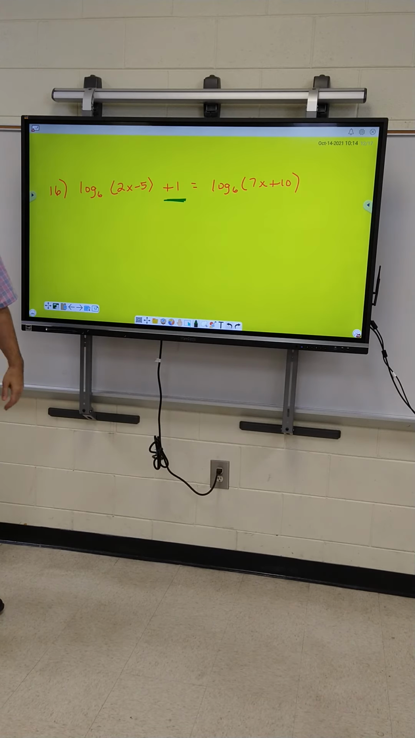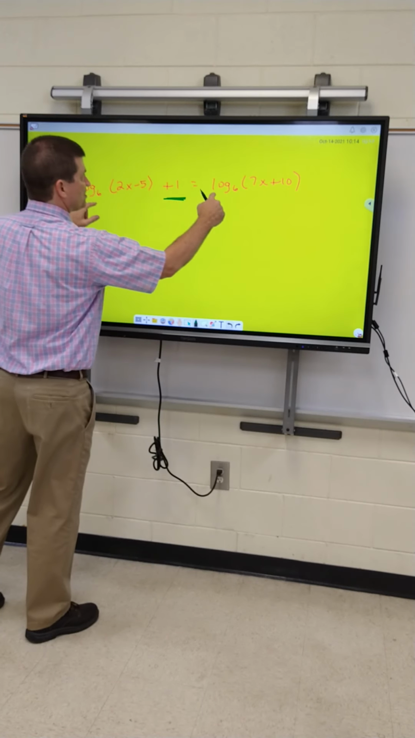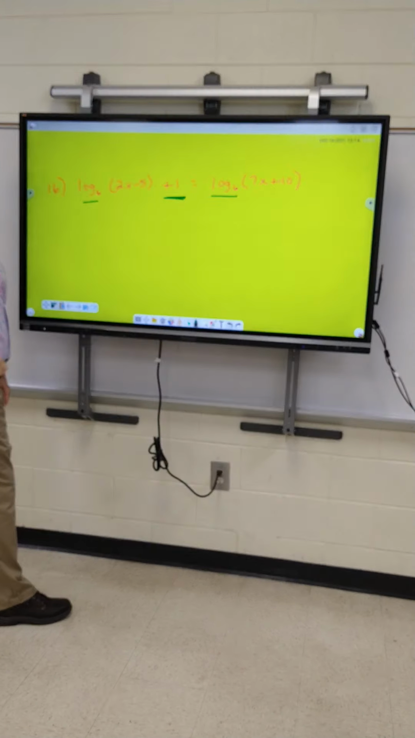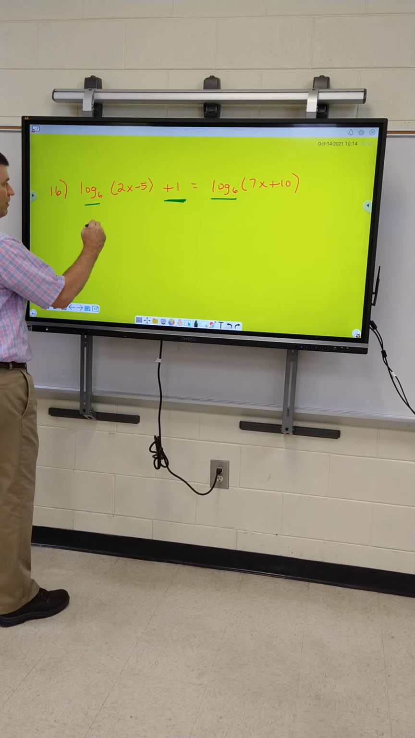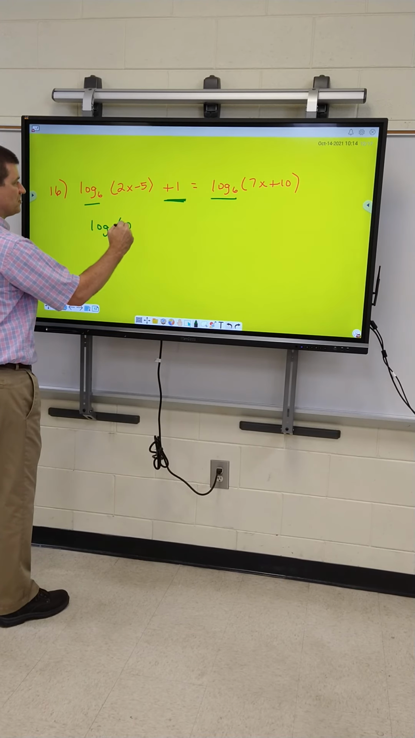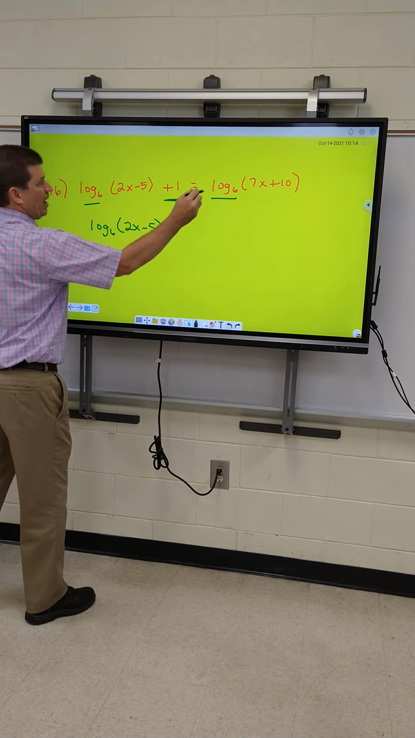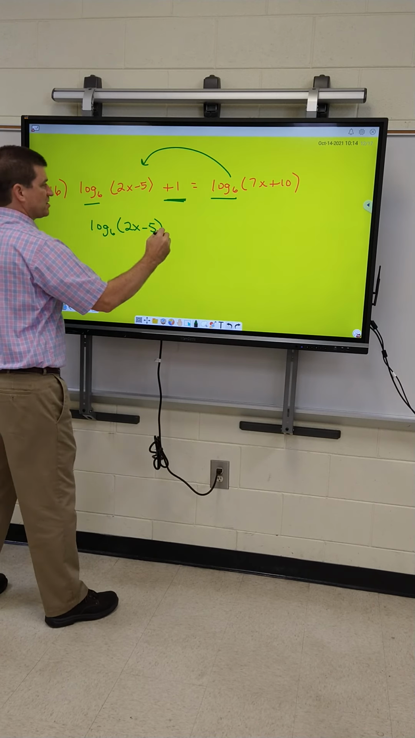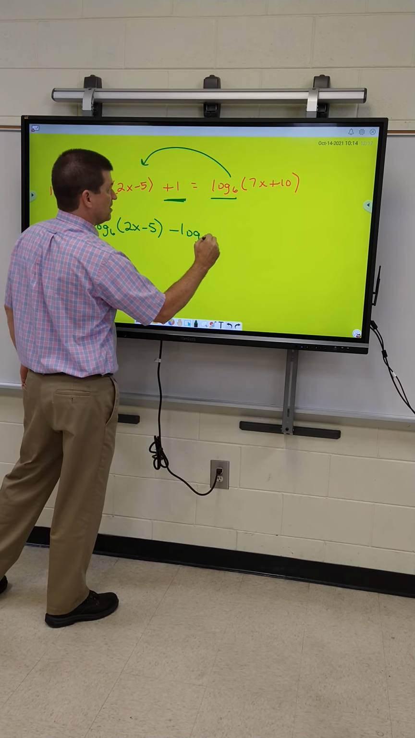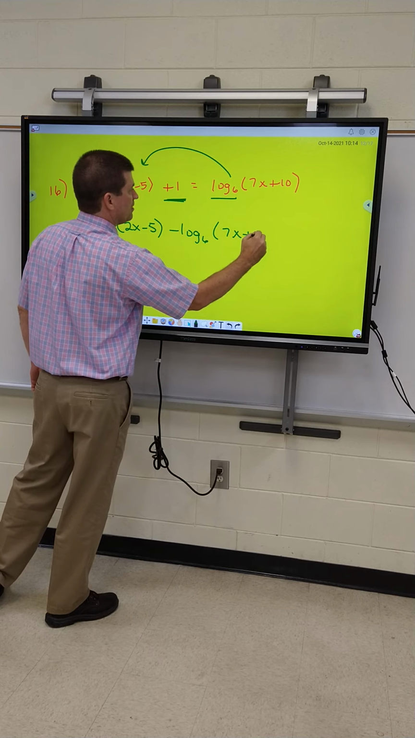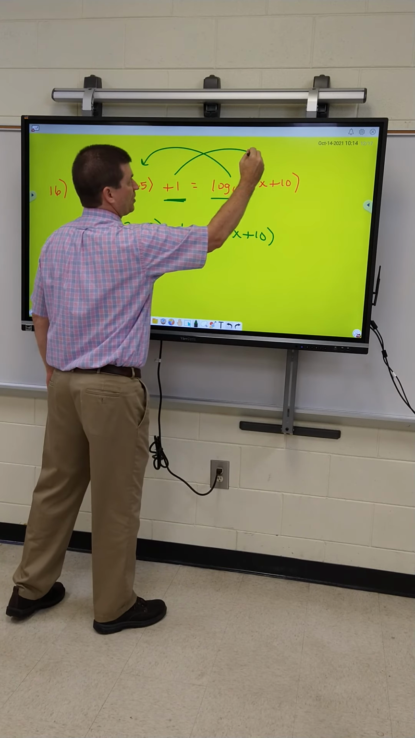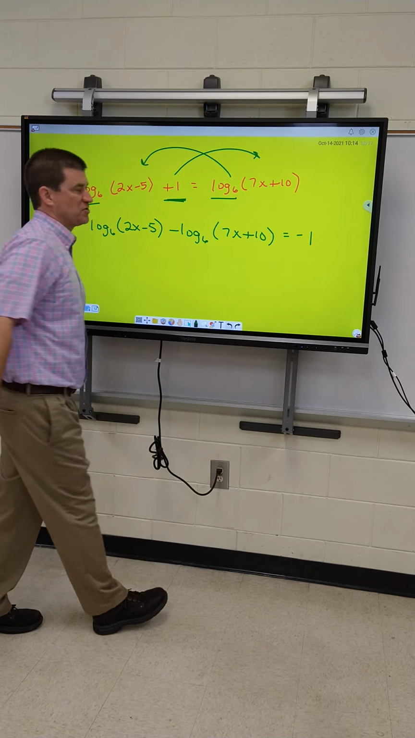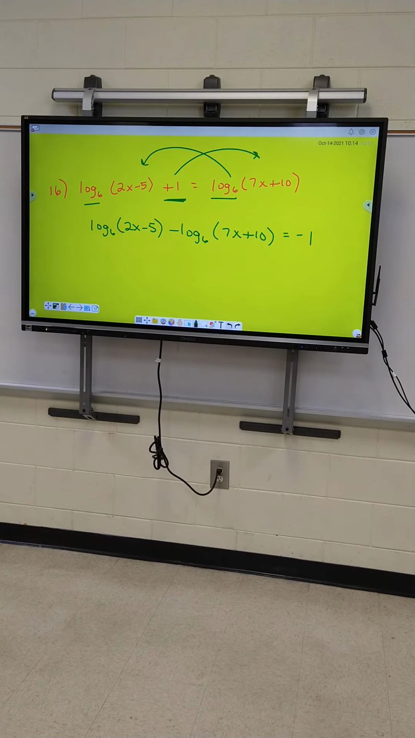All right, first thing we got to do what? The ones that have a log, they both have to be on the left side of the problem. So I'm going to bring down log base 6 of 2x minus 5. I'm going to move this one over here. That's going to make it a minus log base 6 of 7x plus 10. And I'm going to move the plus 1 over here, and that's going to equal negative 1. So it has to be set up just like that when you have one that's missing a log. All right, so do that first. Write it down. And then we'll talk about setting it up.